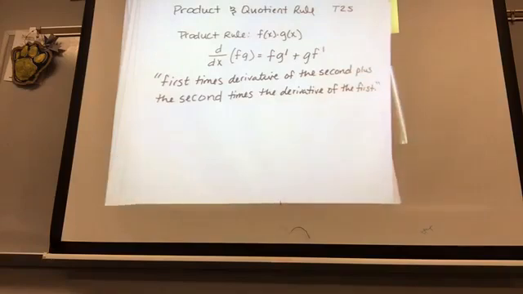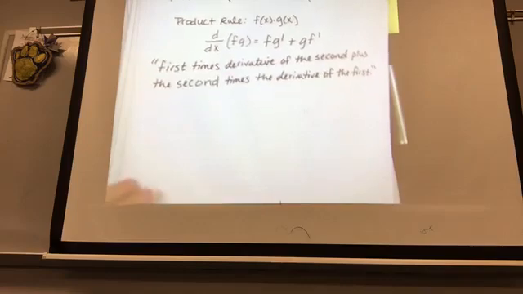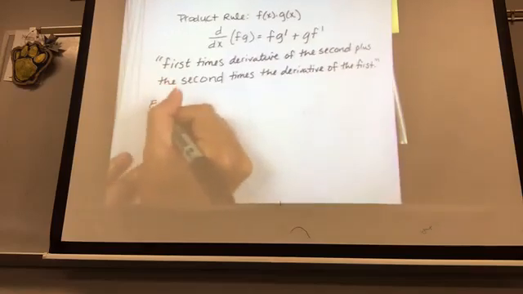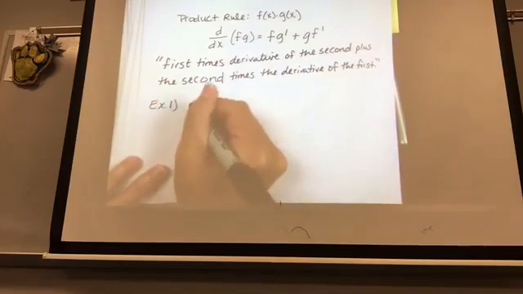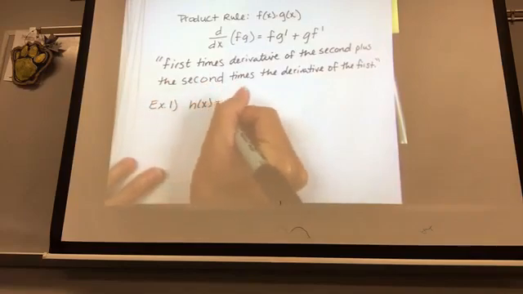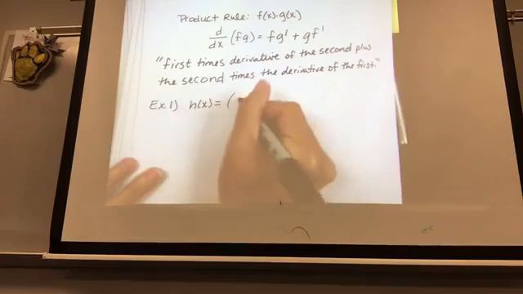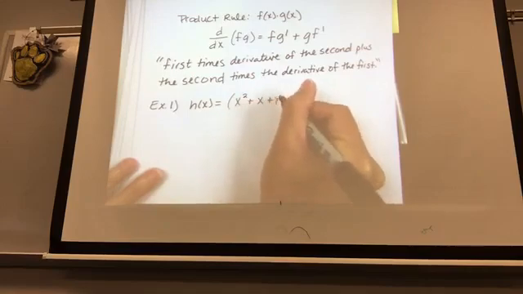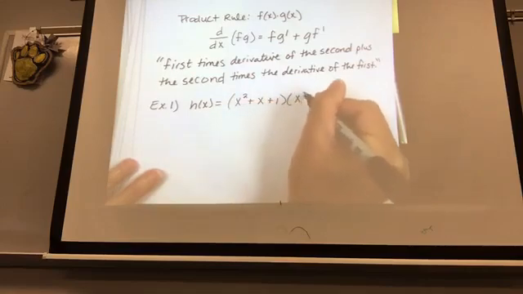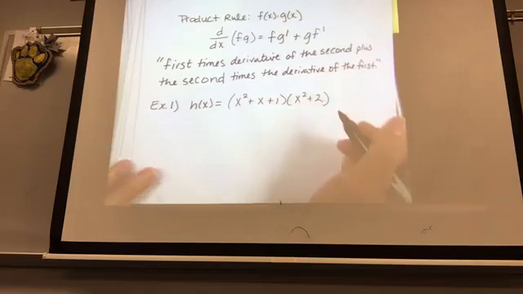Alright, so practice saying that when you're doing this somewhere. First times the derivative of the second plus the second times the derivative of the first. So example number 1. Find the derivative of h of x equal to x squared plus x plus 1 times x squared plus 2.